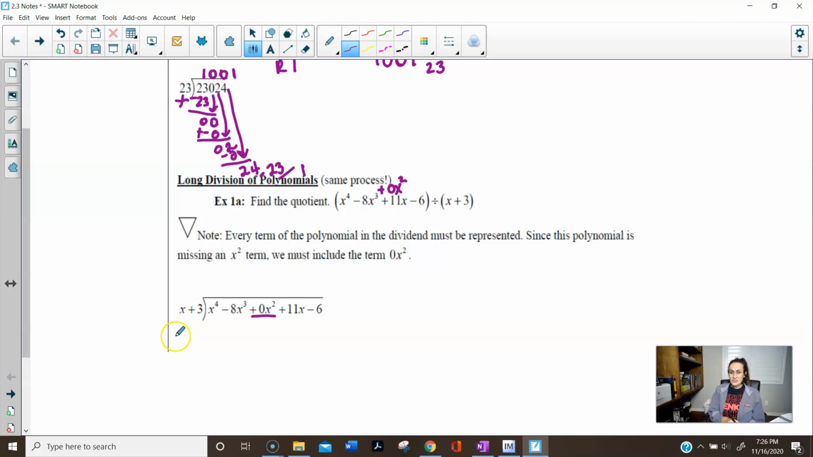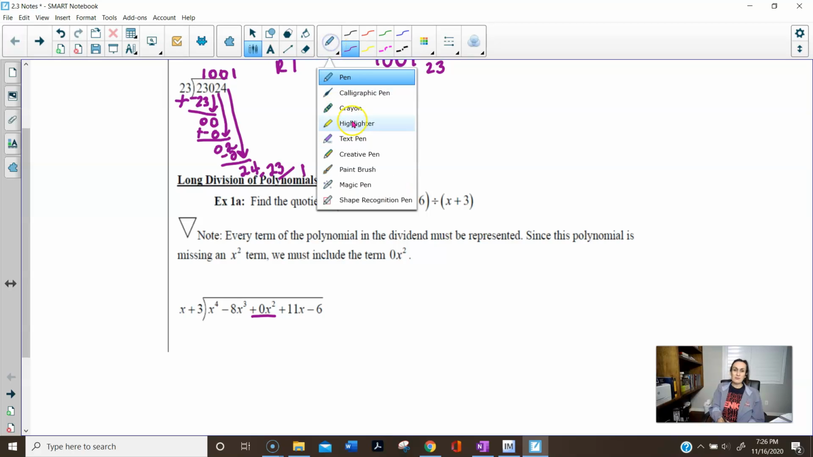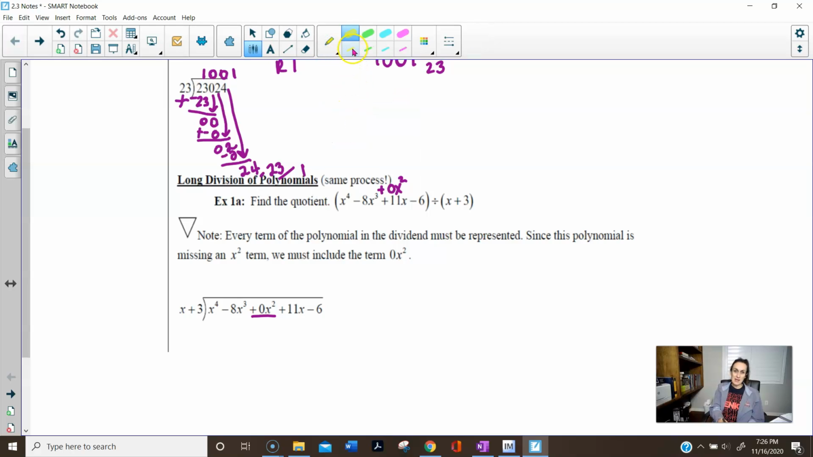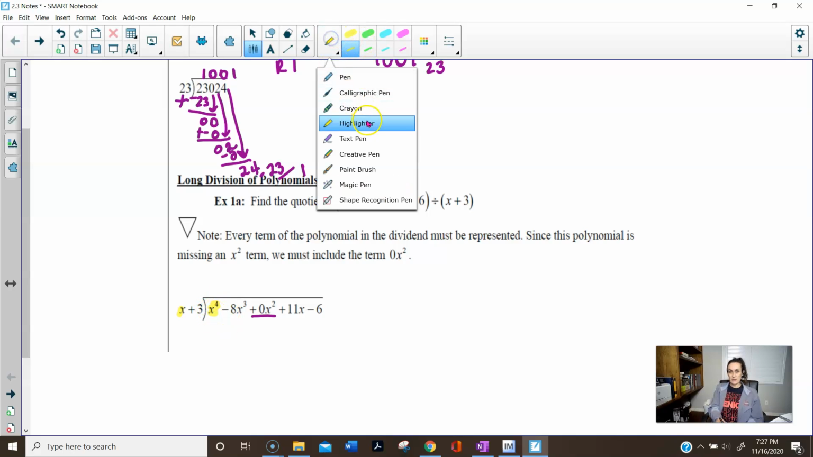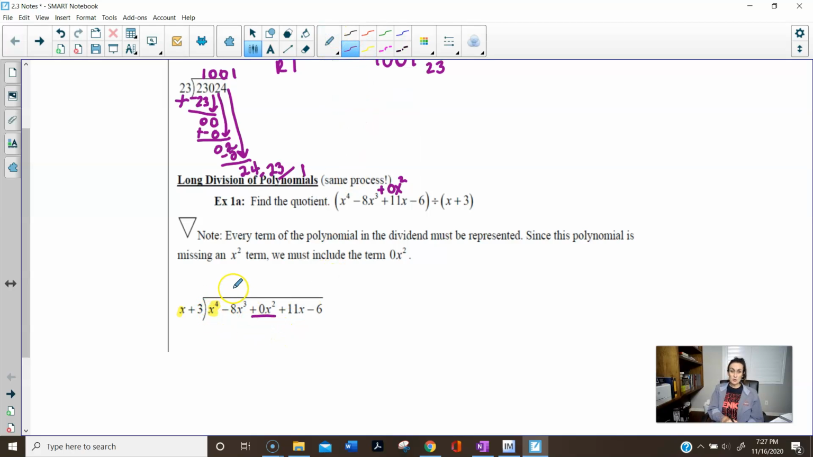Now what I like to do is hide everything except for the front two numbers. So what I mean by that is I'm going to look at the x, and I'm going to look at the x to the 4th. And that's all I'm going to look at right now. So I say to myself, x times what is x to the 4th? And I know that's x cubed. So because this is a binomial, we would put this over the second term. This would be x cubed.